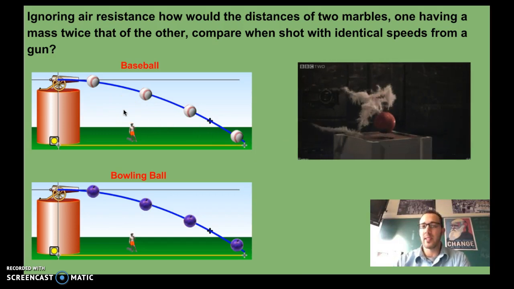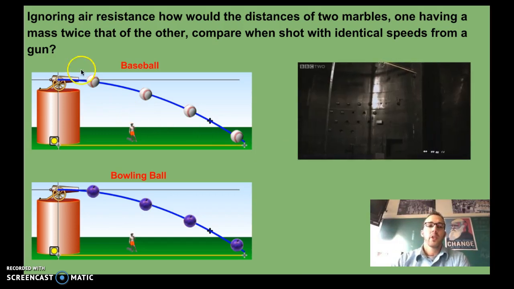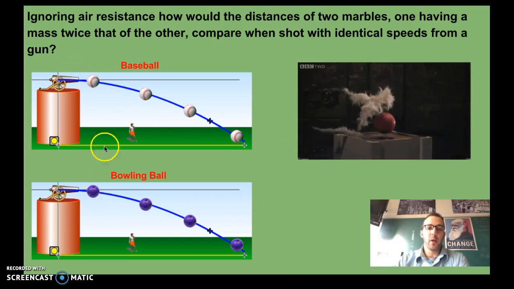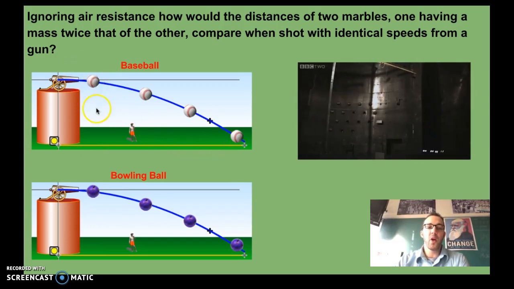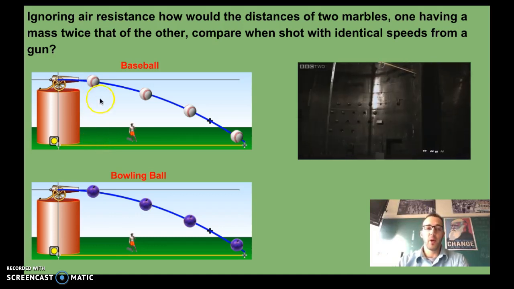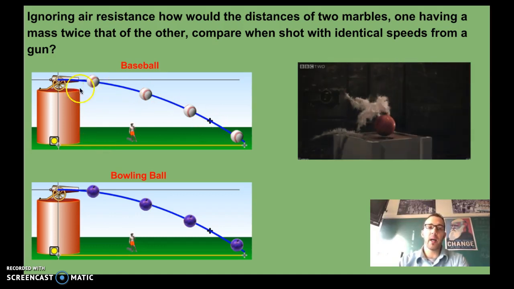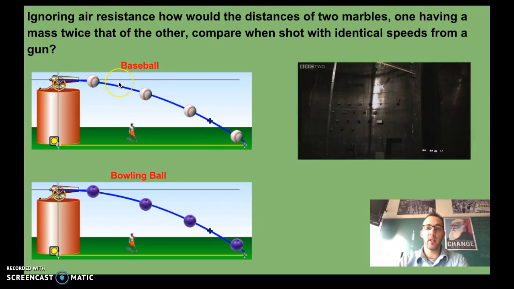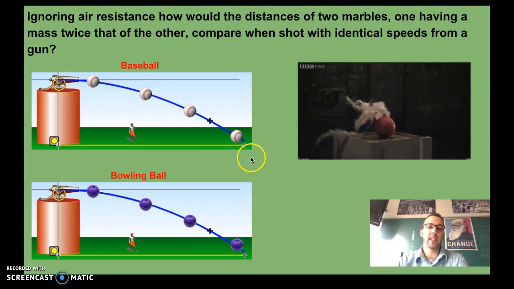And we're not worried about air resistance in this problem. So the baseball here versus the bowling ball, they're going to land at the same rate because they're both falling downward at 9.8 meters per second squared. And since they're both going to be in the air for the same amount of time, if they're both fired horizontally with the same speed, they're going to land at the exact same spot.